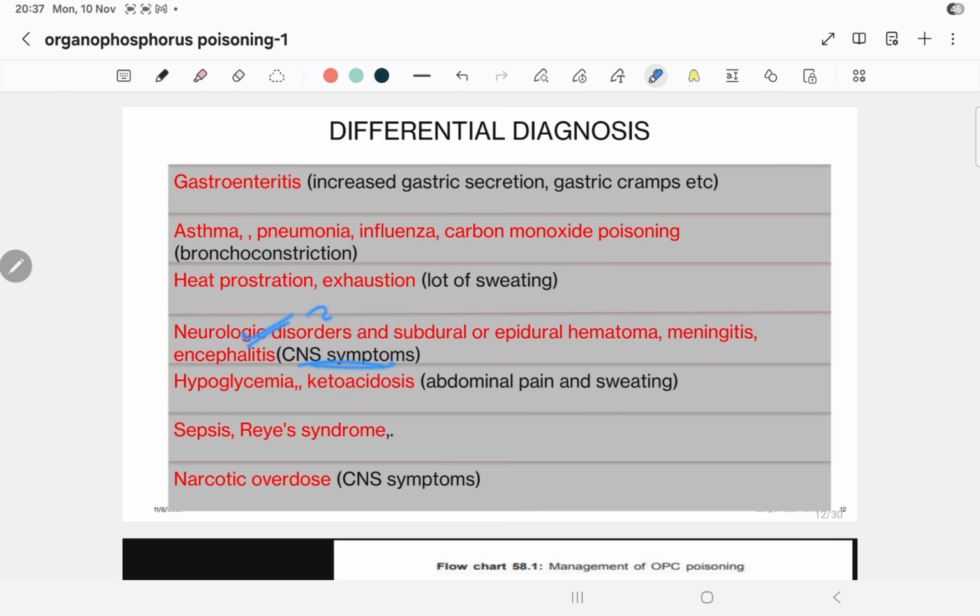CNS symptoms: there will be neurological disorders, subdural hematoma, epidural hematoma, meningitis, encephalitis. The CNS symptoms in these diseases can be confused with OP poisoning. Hypoglycemia presents with a lot of sweating, so we can confuse it with OP poisoning. Ketoacidosis, sepsis, Reye's syndrome, narcotic overdose. So these are the differential diagnoses of organophosphorus poisoning. Basically, wherever you see increased secretions or respiratory compromise, those diseases can be confused with organophosphorus poisoning.